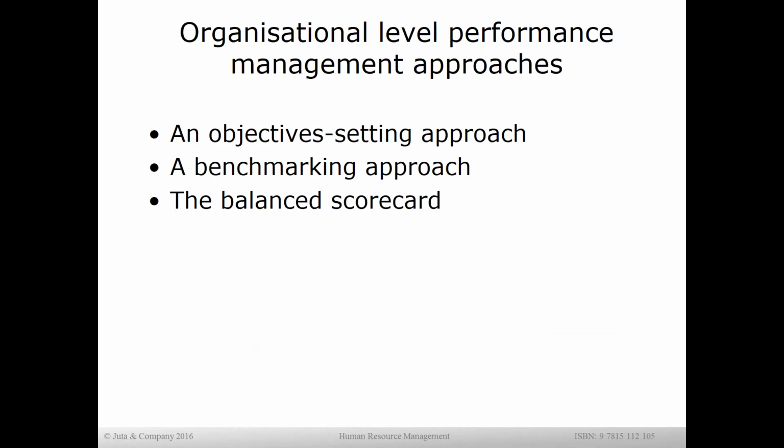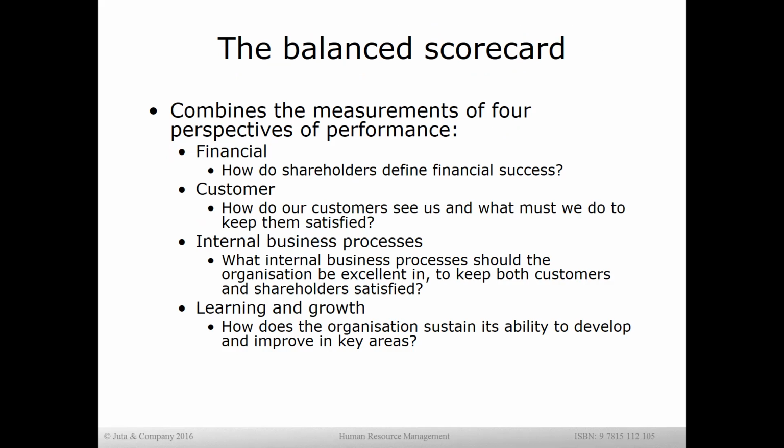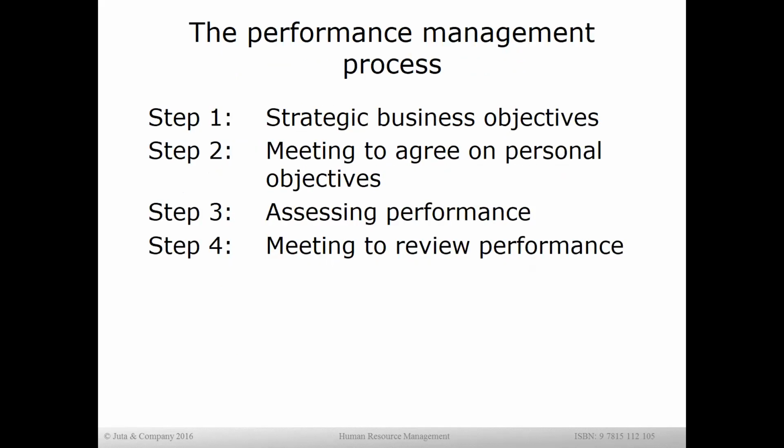So, ladies and gentlemen, we have presented to you three main mechanisms at an organizational level of ensuring that performance management happens. The first one is the objective setting approach. The second one is the benchmarking approach. And the third one is the balanced scorecard. The next important question that we then ask is, what are the steps in the performance management process?